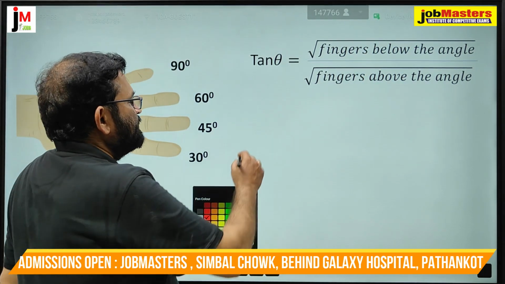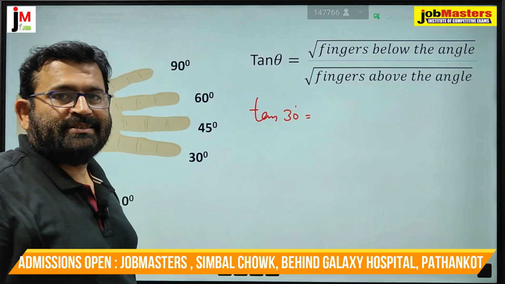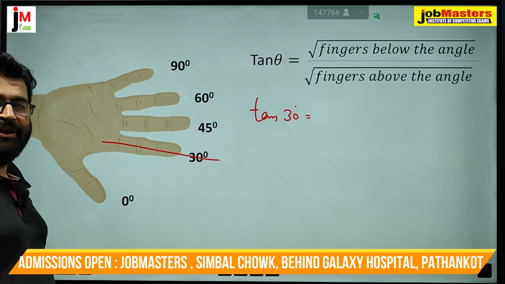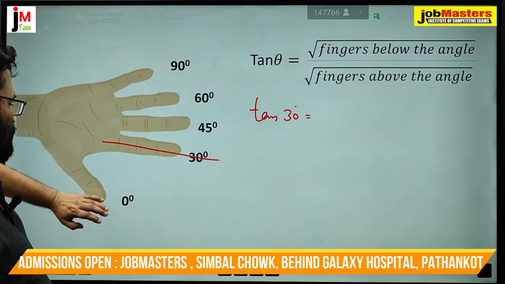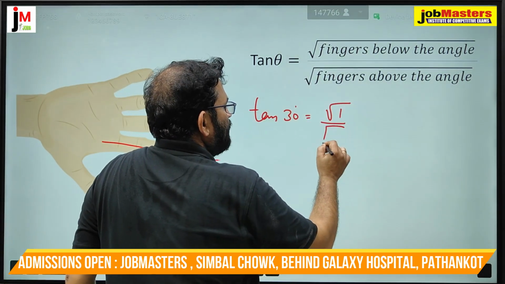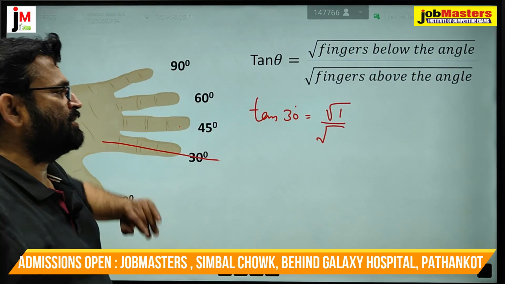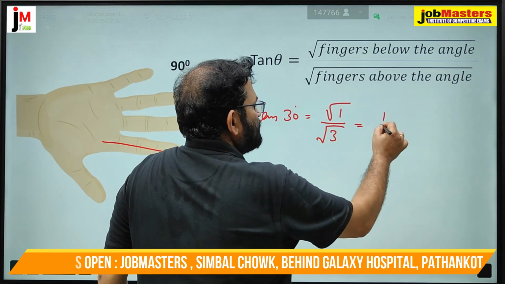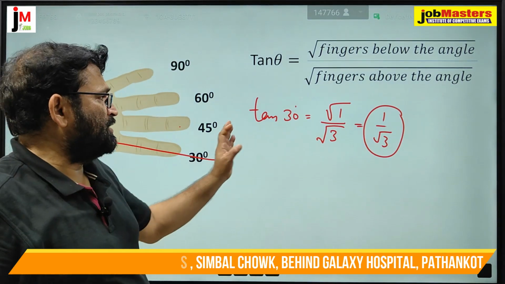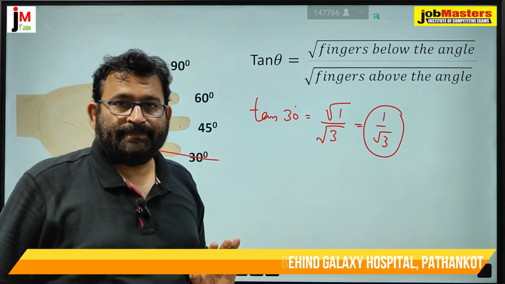Next, let's try some values. First of all, we are finding tan 30 degree. What is tan 30 degree? According to this formula, first let's mark the angle, and this is 30 degree. Number of fingers below. So how many fingers are there? Only one finger. So we can write root of 1. And below what we write? Number of fingers above 30 degree. So how many fingers are there? 1, 2, 3. Only 3 fingers are there. So root of 1 is 1 and root 3 is the denominator here. So what is the answer? 1 by root 3. And you can check with yourself. Tan 30 degree is always 1 by root 3. So this is the right answer.